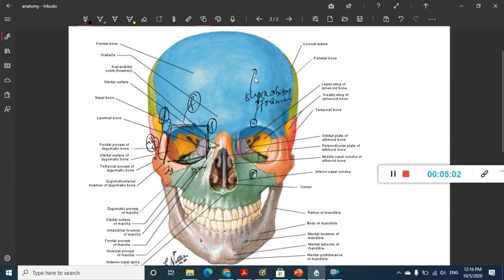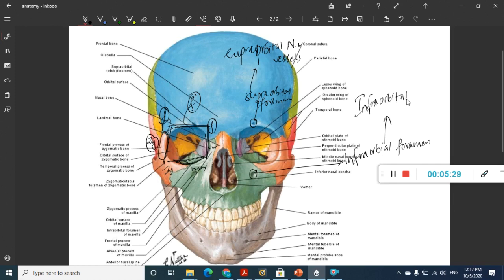Vessels which are passing through it. What are passing through it? Obviously, as the name says, these are supraorbital nerves and vessels that pass through the supraorbital foramen. Below, if you see, we have this one. This is infraorbital because it is below the orbit, so it is the infraorbital foramen, and through it the infraorbital nerves and vessels pass.